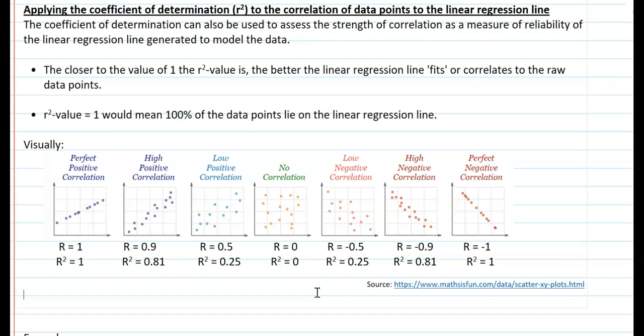So if I had an R-squared value of 1, that means 100% of my data points lie on the linear regression line. This is a great visual that I've found from mathsisfun.com, and it shows what we mean by a perfect positive correlation, and then it works all the way over to when we have perfect negative correlations. Again, another very handy way of analysing the reliability of the regression models we come up with.